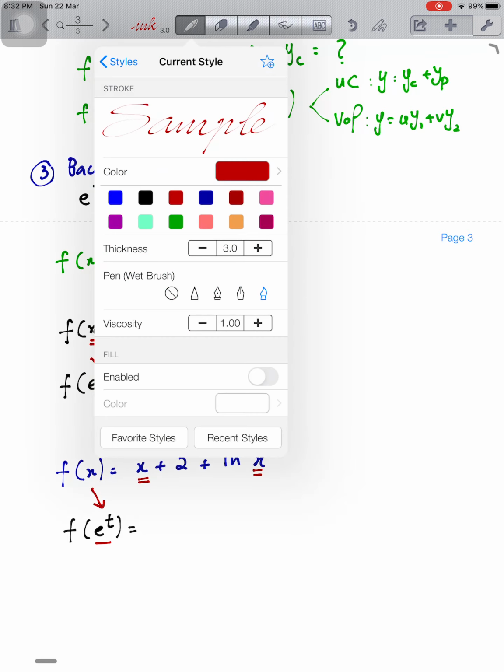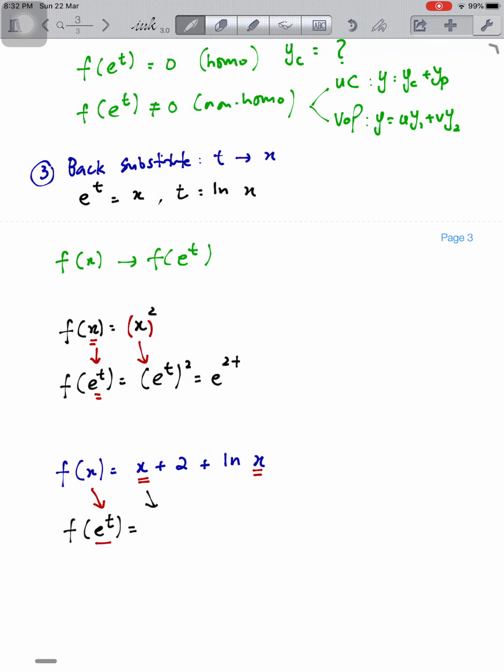So now my new equation is going to be exponential of t. There's no x right here, so it retains the value of 2. And on this side, I'm going to have log of exponential of t. And remember, I always mentioned this in class, log and exponential are the inverse of each other. So therefore, this is going to end up being exponential of t plus 2 plus t. So that is going to be our function f of exponential of t.